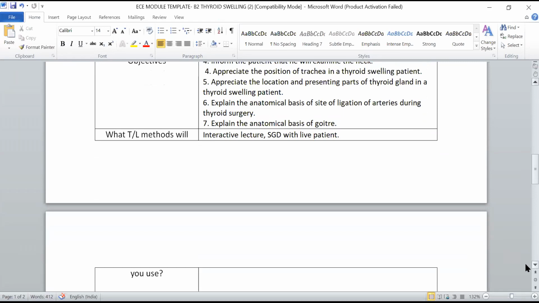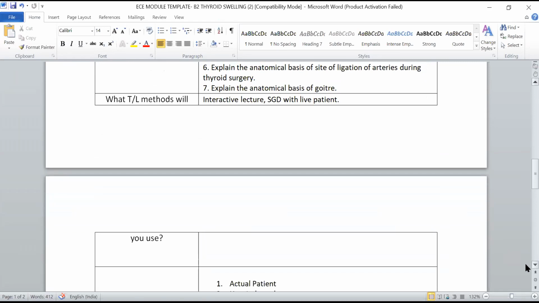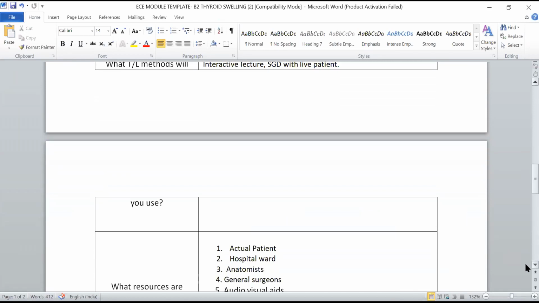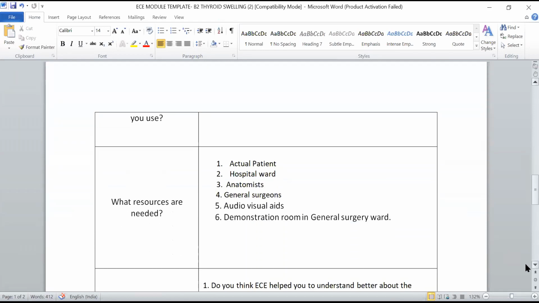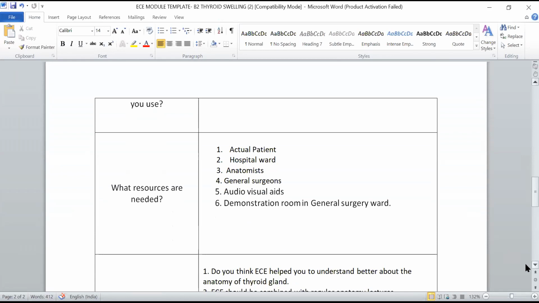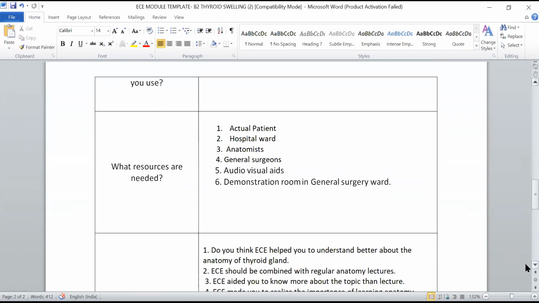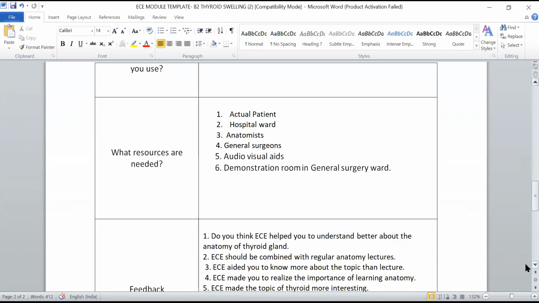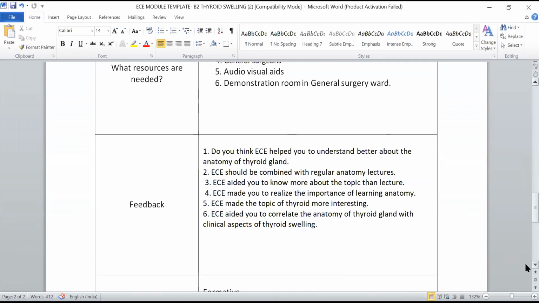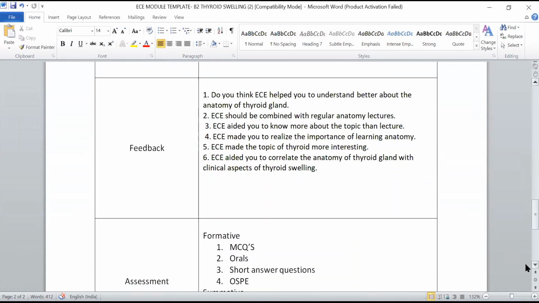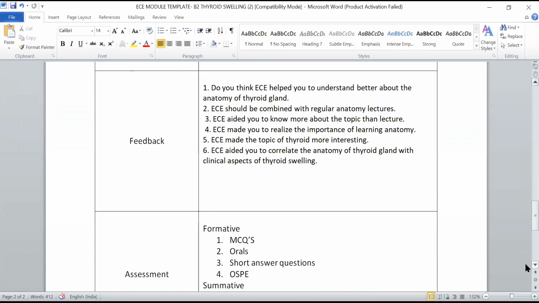So the teaching learning methods will be interactive lecture, small group discussion, and demonstration on a live patient. Resources needed are an actual patient, hospital ward, anatomists, general surgeons, audiovisual aids, and a demonstration room in the general surgery ward. Coming to the reflections and feedback. Reflections means where we can ask questions related to the ECE topic. And coming to the feedback.